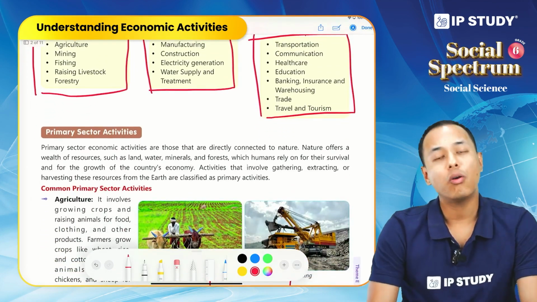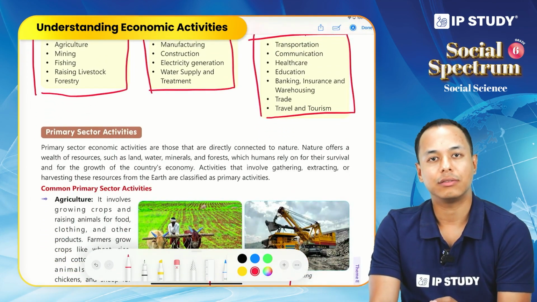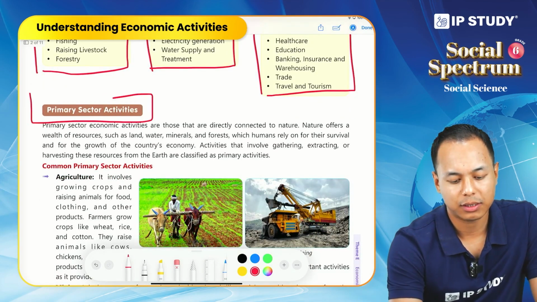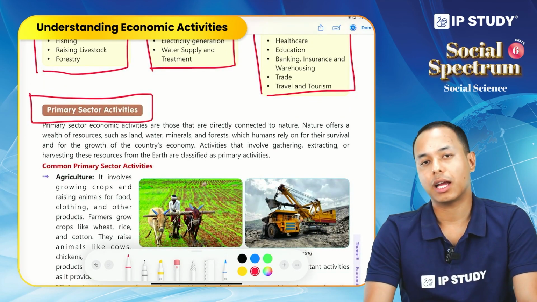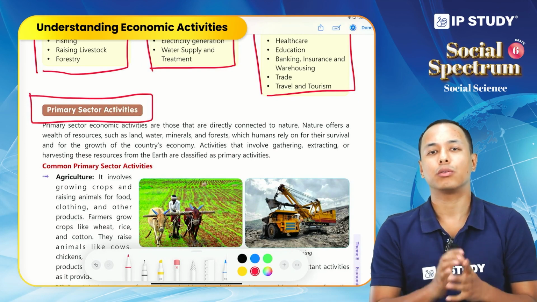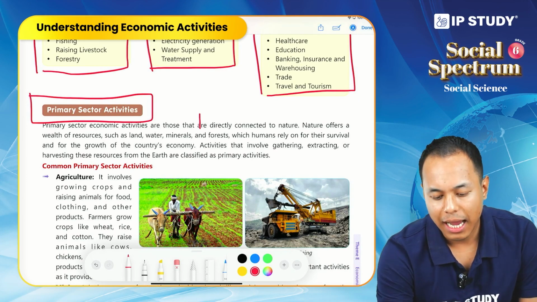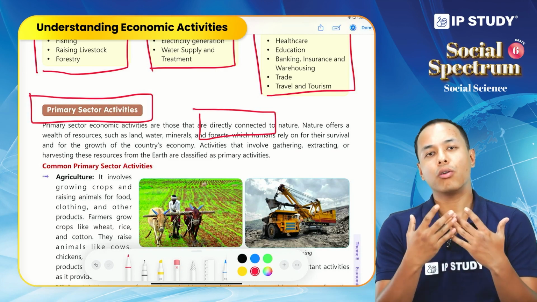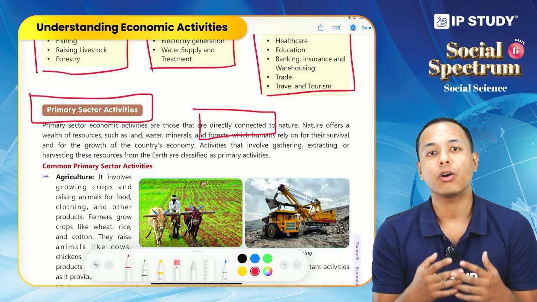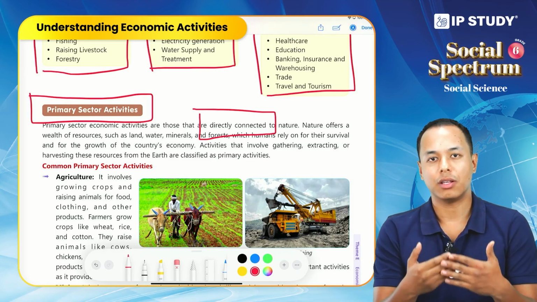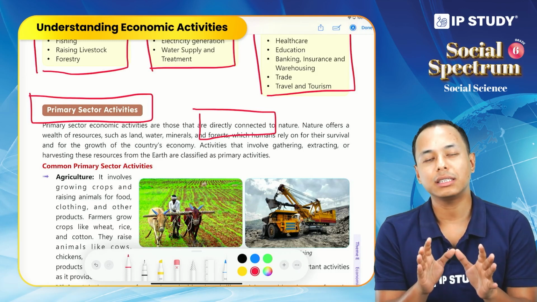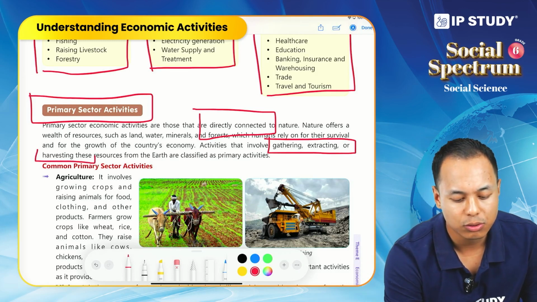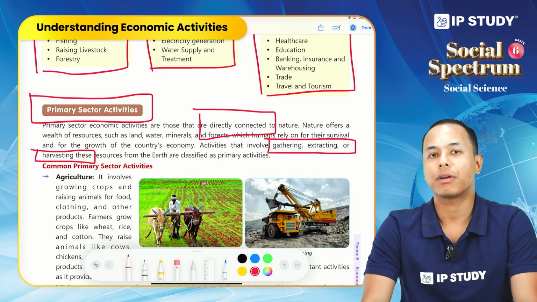So now let us discuss these different types of activities in detail. What are primary sector activities? Primary sector activities are those activities that are directly connected to nature. So what does it mean? We all know that nature provides us different things or resources and we cannot survive without them, right? So those activities that are involved in gathering, extracting or harvesting these resources are termed primary economic activities.